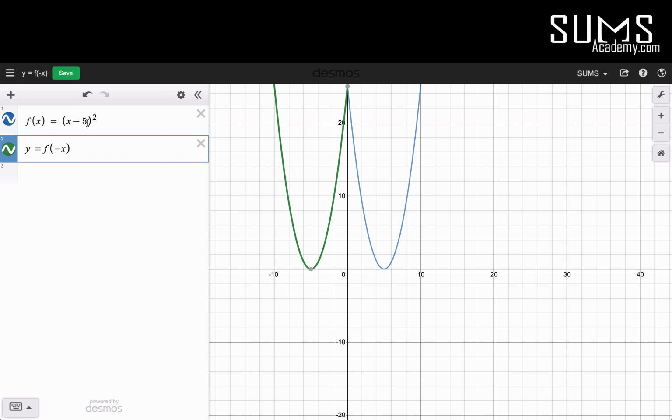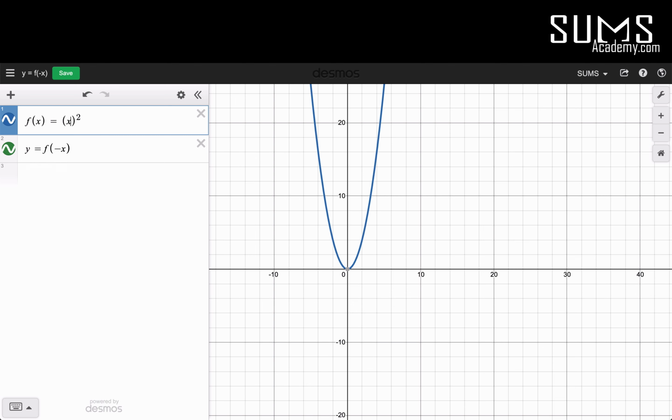Again, you could do this for any function. So let me try another one.